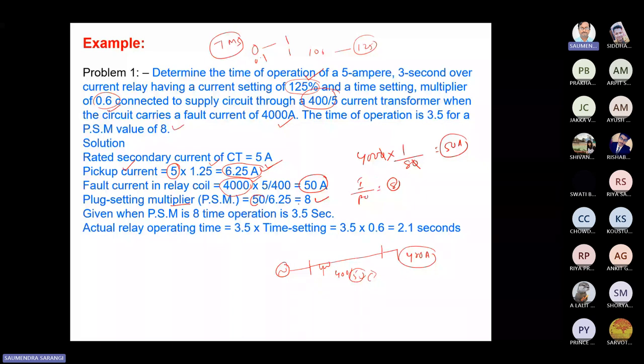It means we have a time dial setting. If you put the PSM at 8 and the setting is kept at the far away position, that is at 1, then it should take 3.5 seconds. Now, if you make this time setting multiplier 0.8, or 0.6, with how much time should it operate? 0.6 means it is kept towards the close contact. That is, it is at a slightly shorter distance than where the contact should reach. 1 means we are far away and 0.6 means we are near. If at 1 it takes 3.5 seconds, then at 0.6 how much time will it take? It will take 2.1 seconds. Okay, this is nothing but the calculation of what should be the operating time of the relay.